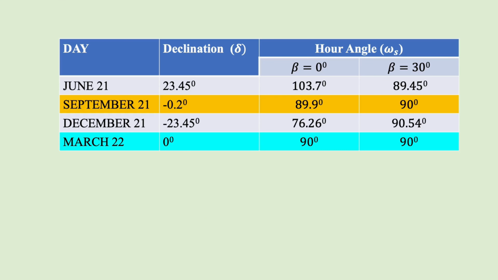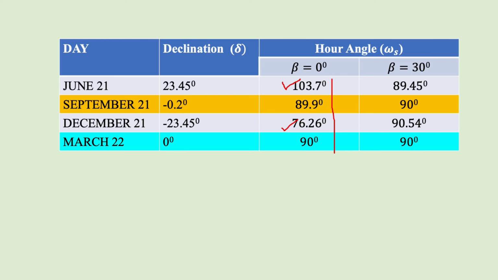In order to summarize it, they are placed in tabular form for all the 4 days for which the R angle is calculated. And what we have observed from this table is very important. Look at the value of R angle for a horizontal surface when beta is 0, and when the surface is given an inclination, beta equal to 30 degree. In case of the horizontal surface, when beta is 0 degree, we have a minimum value of 76.26 degree on December 21, means when the sun is at the Tropic of Capricorn, and 103.7 degree when the sun is at the Tropic of Cancer.